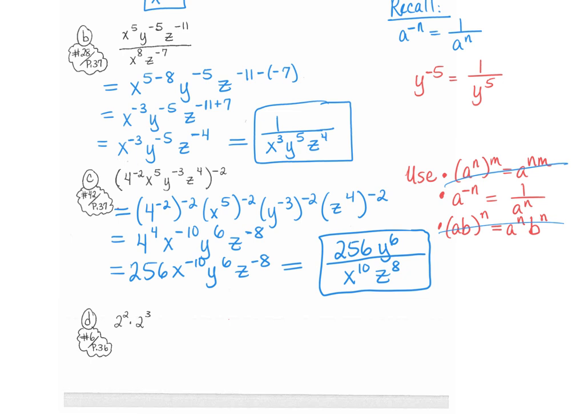What property do we use here? The second property. Good. So that means we have 2 raised to the what? The second plus the third, yes, which gives us 2 raised to the 5th, which is what? 32. Good.